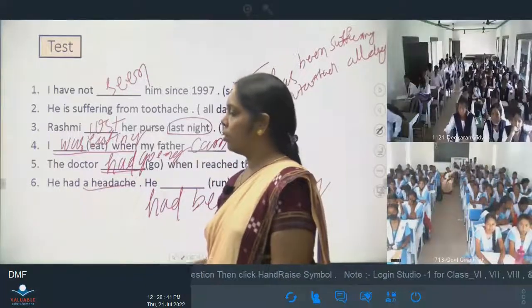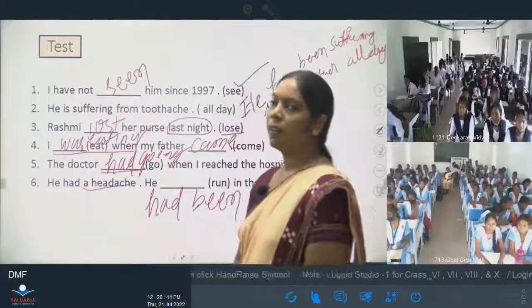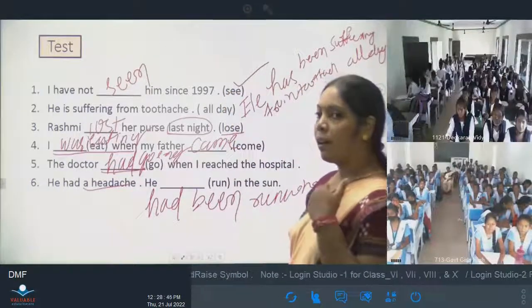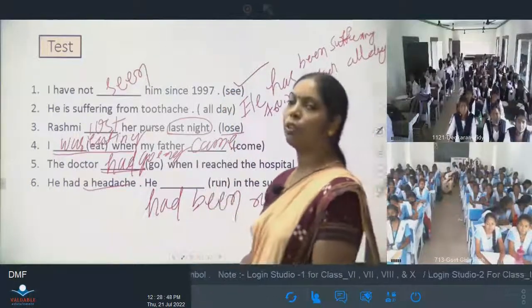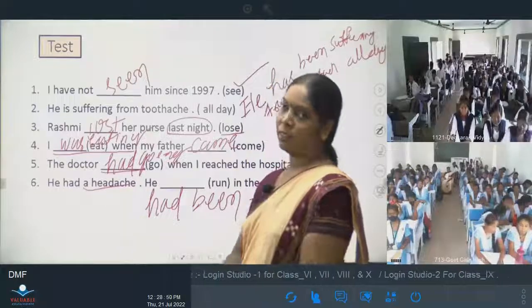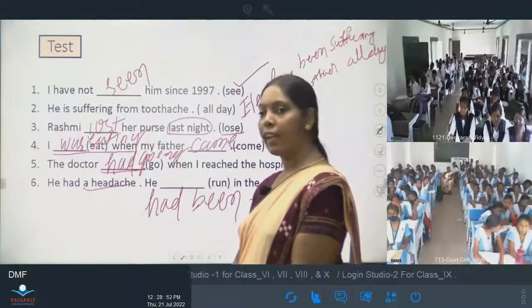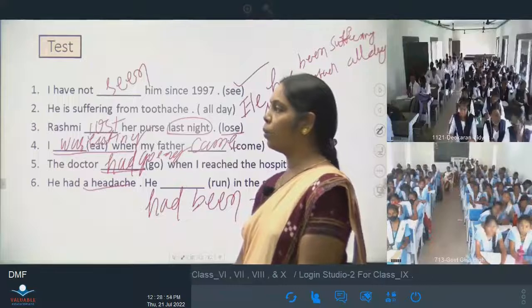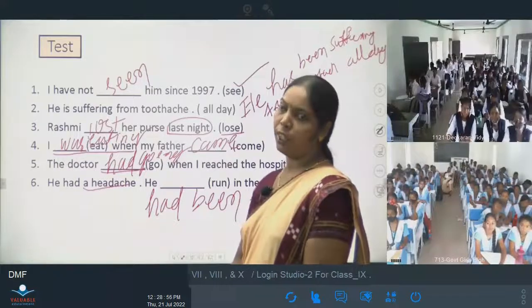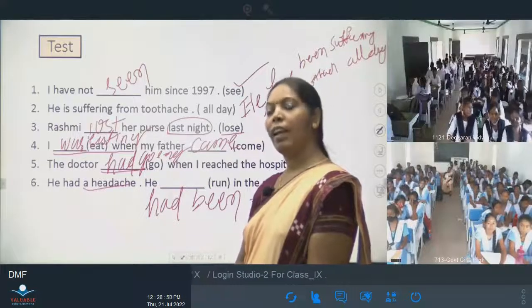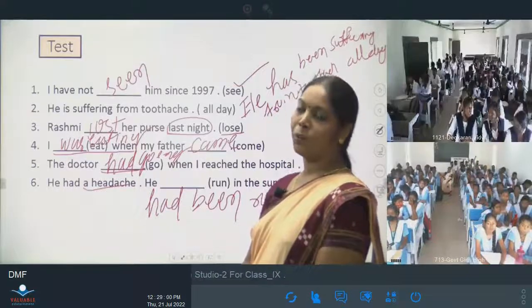So these are the examples of tenses which show past time. So in our next class we are going to read about future time. So students, have a good day and thank you to all of you.